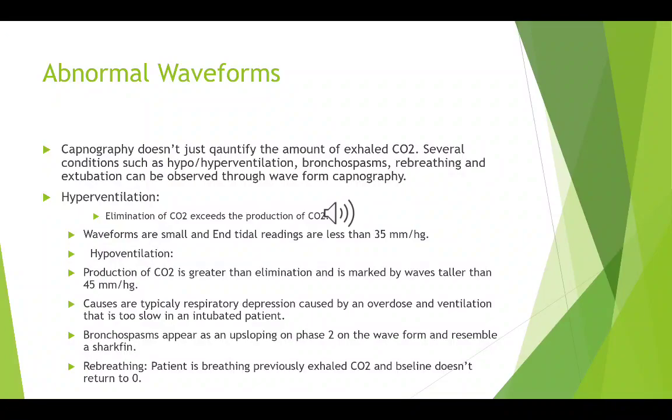Hypoventilation, where your production of CO2 is greater than your elimination, is marked by waves taller than 45 millimeters of mercury. Typical causes are respiratory depression from opiate overdoses. You're going to also have rebreathing, where your capnography is never going to go back to zero, and you're basically breathing in CO2 that has previously been exhaled.